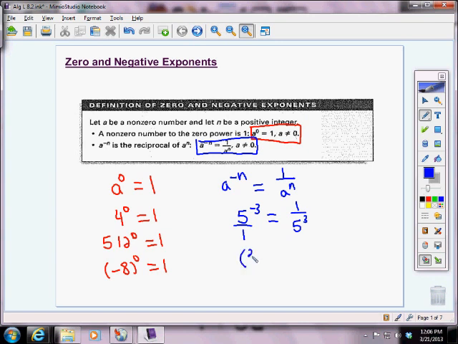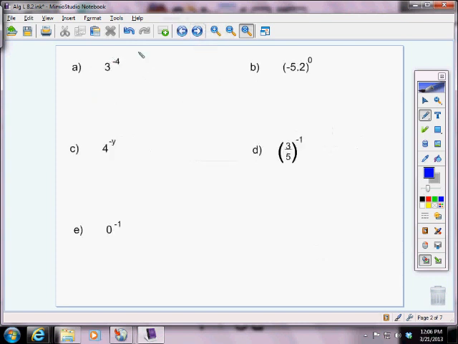If we had 2/3 raised to the negative 7, we can write that as, again, reciprocal, 3 over 2 to the positive 7th. And again, we could continue on with that, but just to show you an example that we're thinking of it in terms of reciprocals. So let's look at a bunch of different examples. The first one right here is 3 to the negative 4.